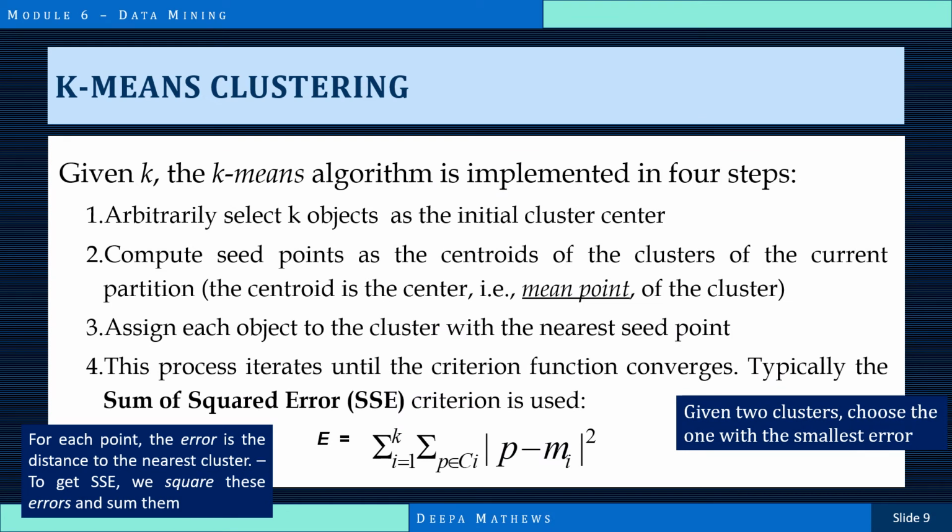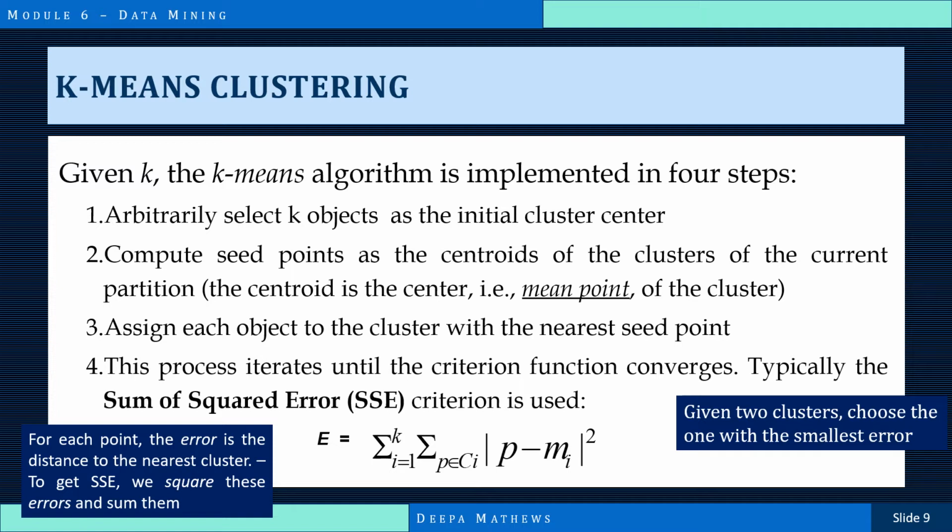If you are given the value of k, the k-means algorithm can be implemented in 4 steps. The first step is to partition the objects into k non-empty subsets. The second step is to calculate the centroid of the clusters of the current partition. The centroid means the center, that is the mean point of the cluster. The third step is to assign each object to the cluster with the nearest centroid. And the fourth step is to repeat the process until a termination condition is reached, until the criterion function converges.